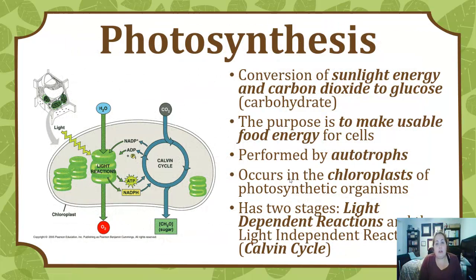Photosynthesis is the conversion of sunlight energy and carbon dioxide to glucose, a carbohydrate or a sugar. The purpose is to make usable food energy for cells. It's to make food. It's only performed by autotrophs, organisms that can make their own food, and it occurs in their chloroplasts. There's two stages to photosynthesis, the light-dependent reactions and the light-independent reactions, or the Calvin cycle.